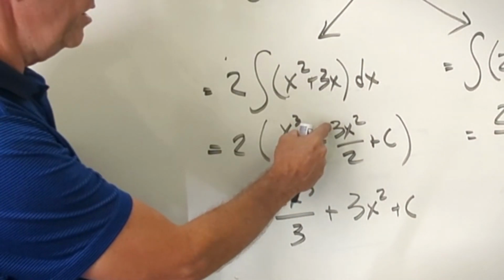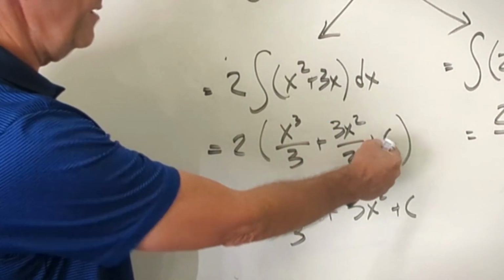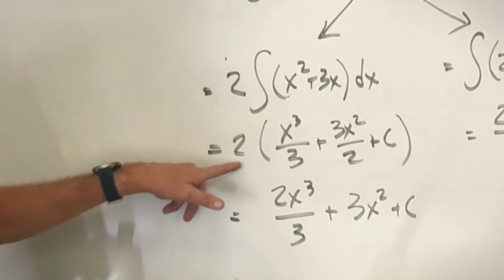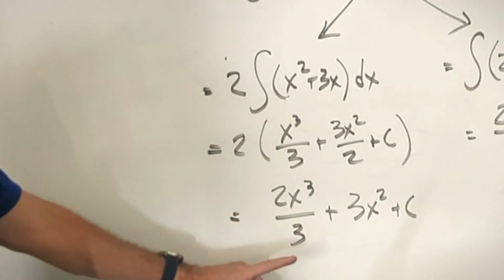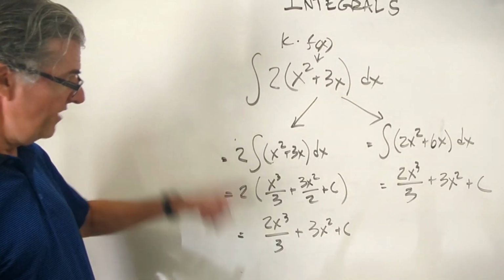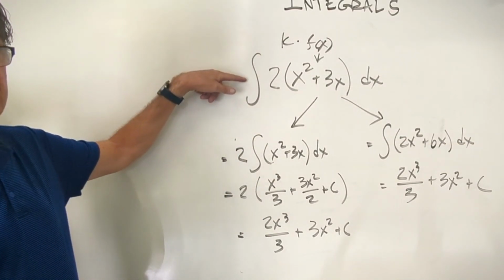And then this one ends up being 3x squared over 2. And of course, I brought my plus c down. And so now I can multiply in with my 2 and get 2x to the third over 3 plus 3x squared plus c. And so that's the integral of this expression.